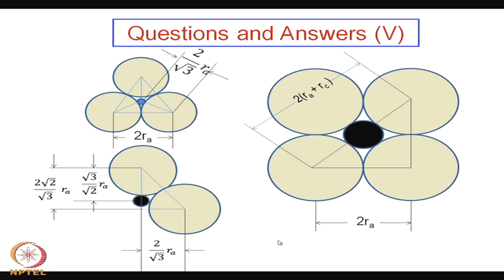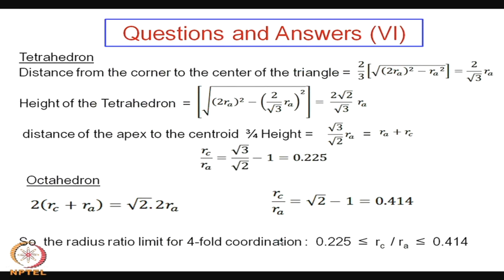This is the detail of the calculation for the tetrahedron, particularly the distance from the corner to the center of the triangle. The center of the triangle means basically along the median, and this is already shown there in the diagram.